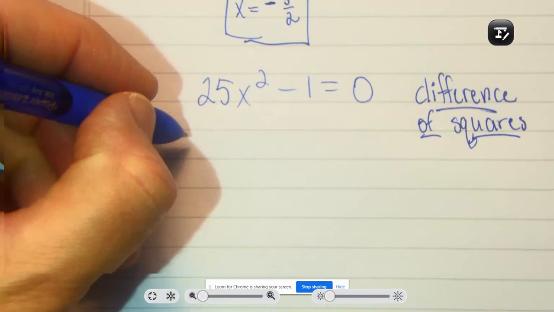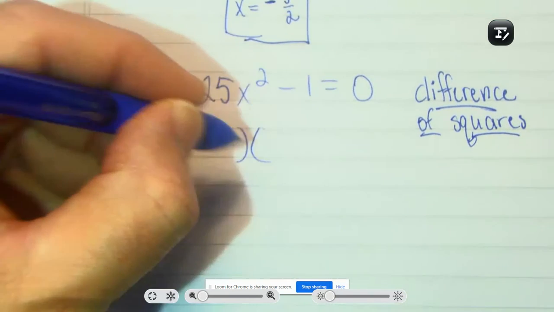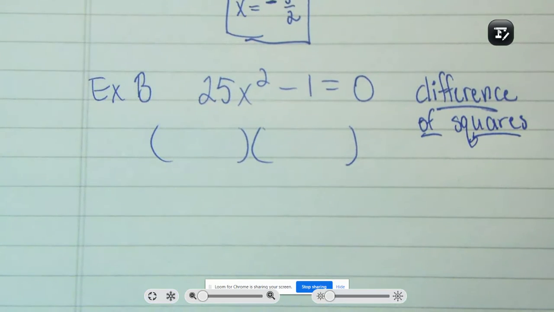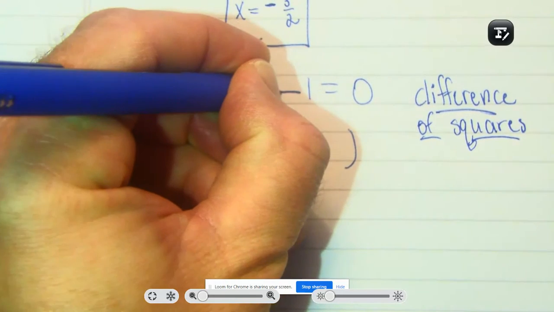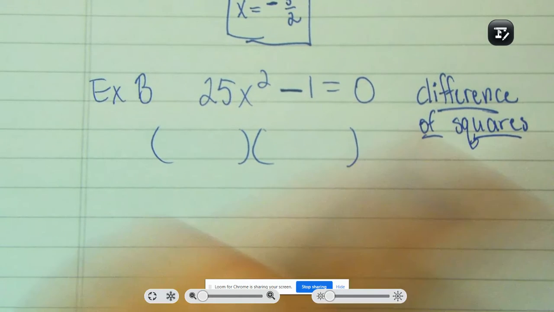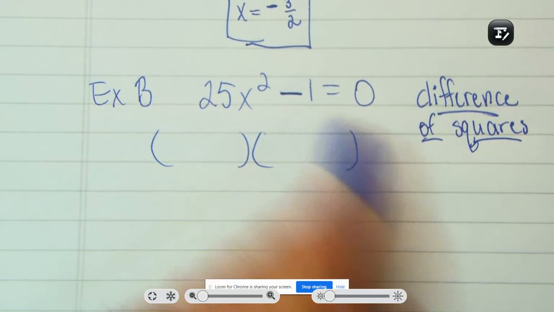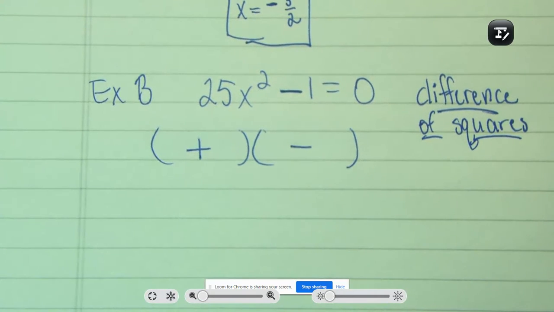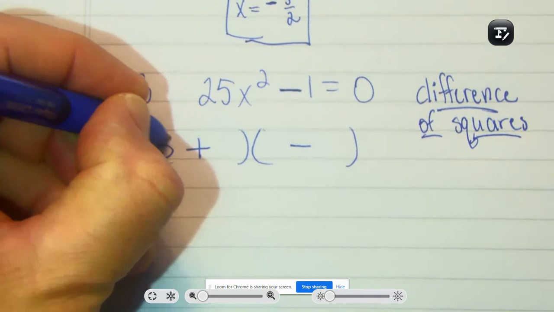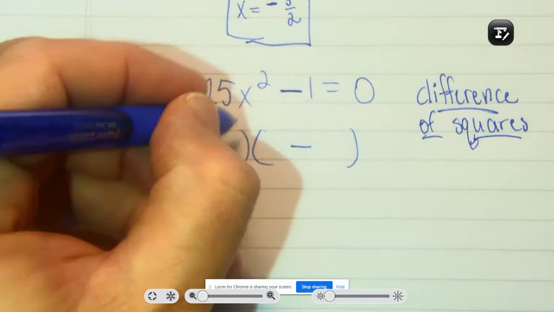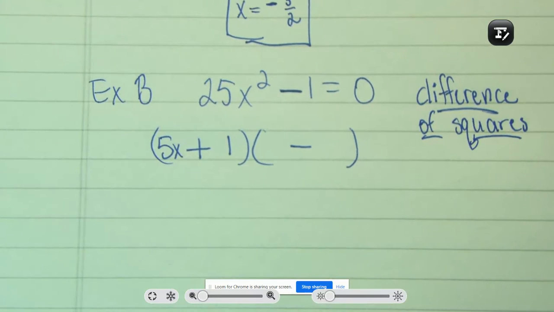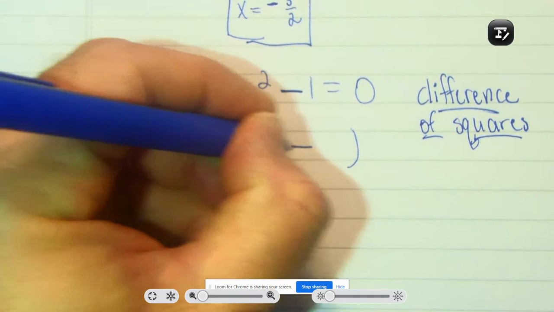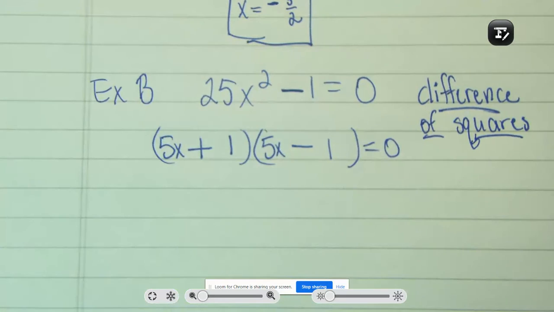Square root of 25 is 5, and the square root of x squared is x. Square root of 1 is 1. Remember, in order for it to be a difference of squares, it has to be subtraction. This has to be a perfect square, and this has to be a perfect square. Remember that it'll factor. One will be positive, the other will be negative. And then I just write down the square roots. Square root of 25x squared, 5x. Square root of 1, 1. Because 1 times 1 is 1. So it factors to be 5x plus 1 times 5x minus 1.